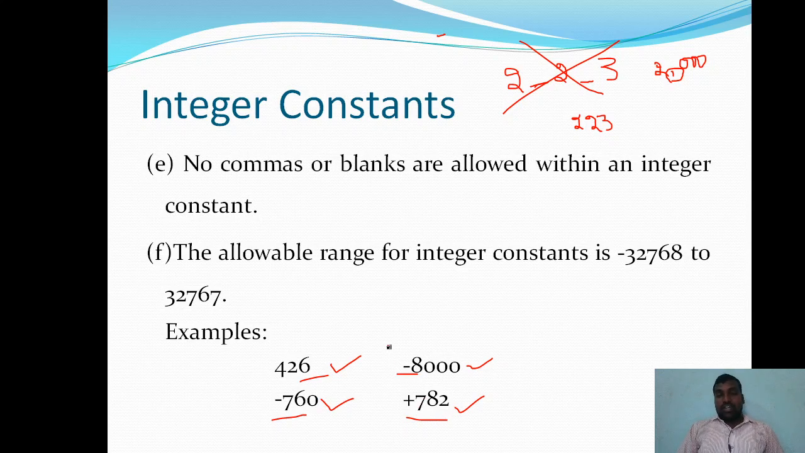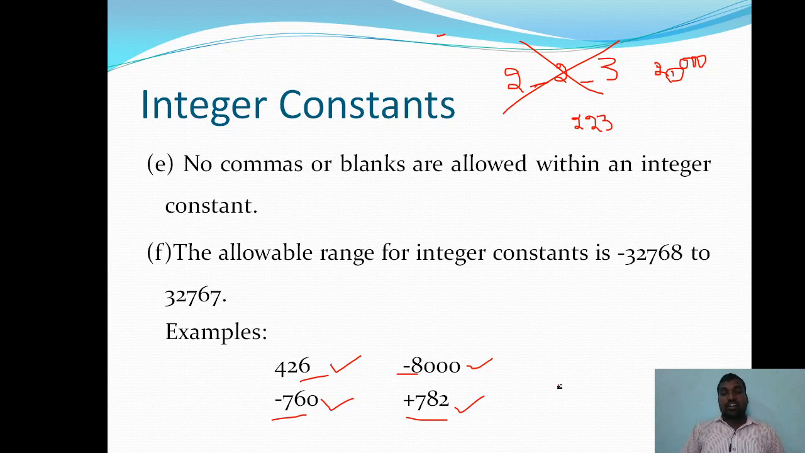Are you getting the point? So if a sign is present, then if it is minus it is negative, and if it is plus it is positive. If there is no sign, by default those are positive values, okay. And no fractional dot symbol is allowed; fractional values are not allowed in integer constants, okay. And it may be positive or negative.